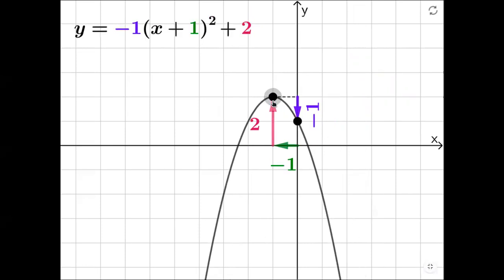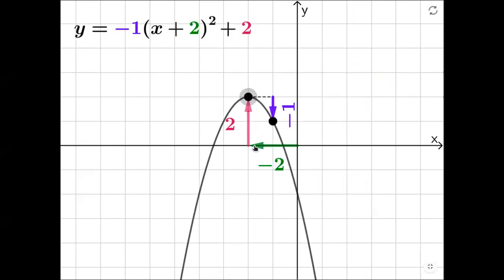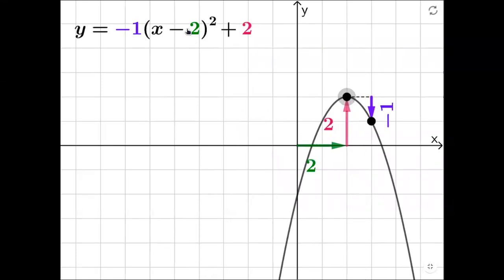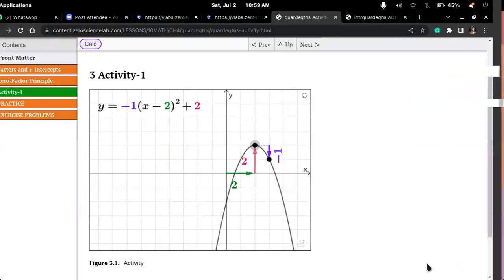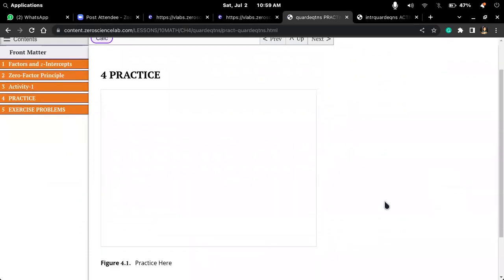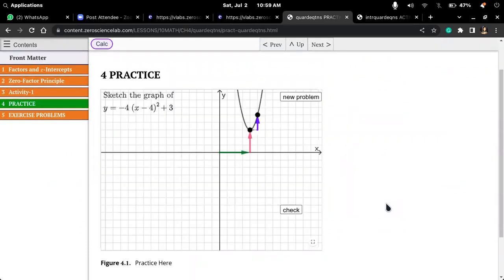If I drag towards this side, whatever -2 I am getting here becomes +2, so x + 2. This x + 2 means it will be on the left of the y-axis. If it is minus 2, it will be on the right of the y-axis. The students will see these pattern changes and then identify the equations very easily. For practice, we are providing a quiz-like activity.